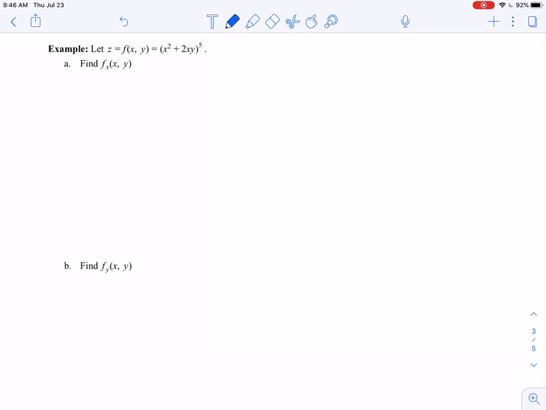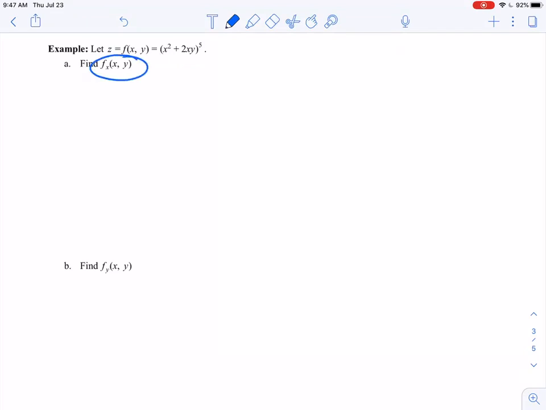In this video, we're going to take a look at first order partial derivatives using the chain rule, and then we're going to start to say, okay, well, what do second order partial derivatives look like? So here I have a function of two variables, z equals f of xy, and here we have x squared plus 2xy to the fifth power.